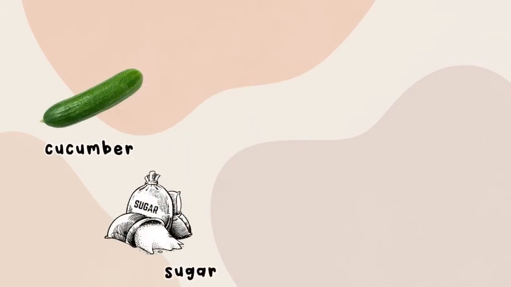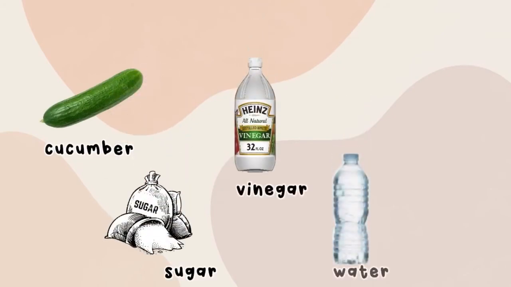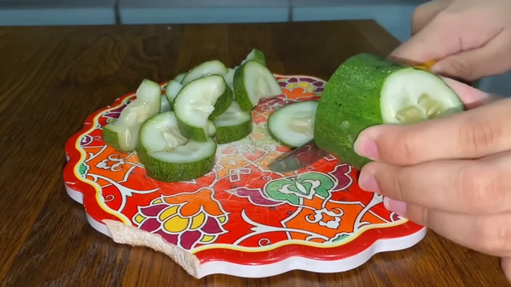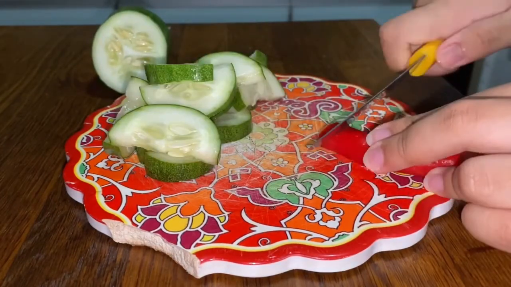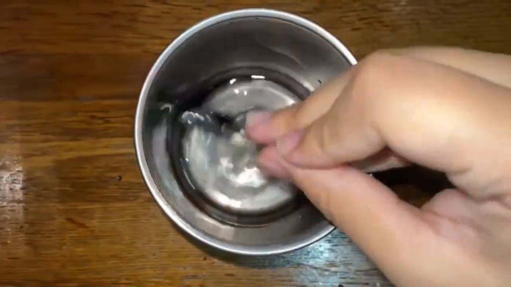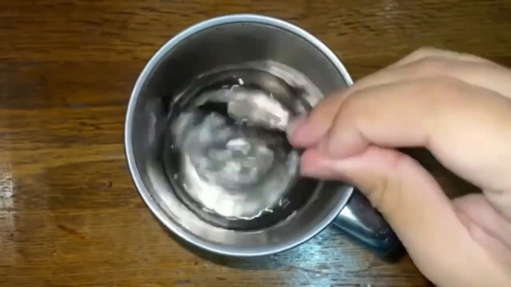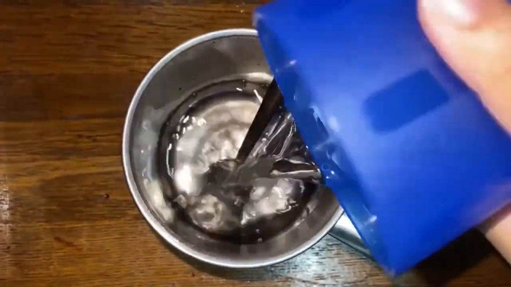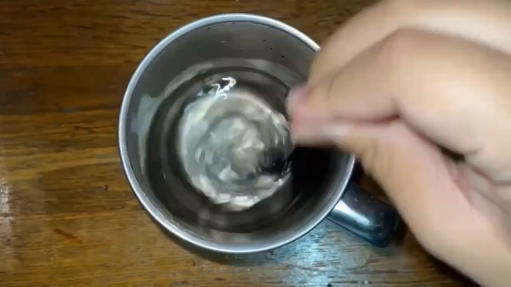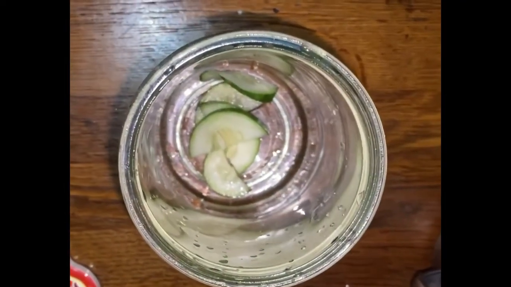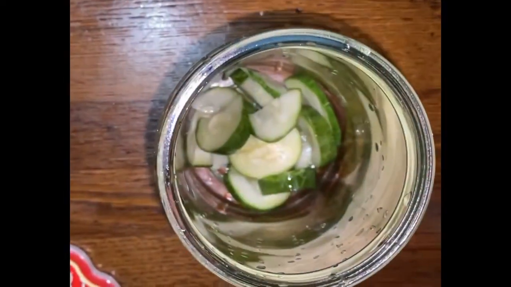First thing first, you need to prepare a cucumber, some sugar, and a generous amount of vinegar and water. You can add some chili pepper if you want to. Then, you need to cut your cucumber and chili pepper into small pieces as desired. After that, pour some generous amount of vinegar and add about 2 to 3 tablespoons of sugar. Then, stir until the sugar dissolves and add some water to adjust the taste. Put the cucumber and pepper into a container or a jar.